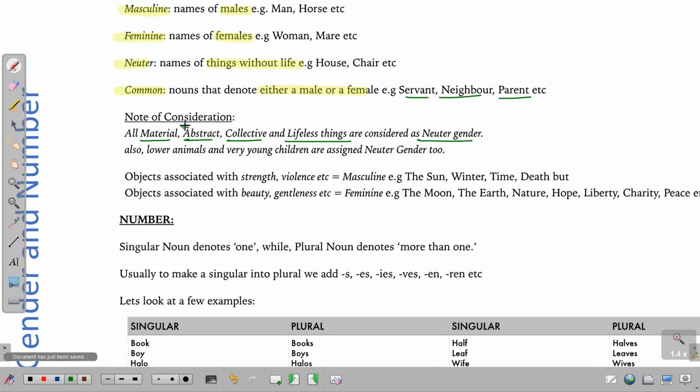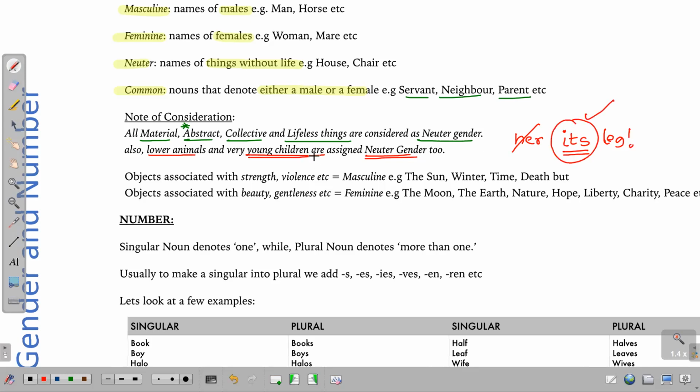However, abstract has a catch, always has. All lower animals and very young children are also assigned neuter gender. So if there is a question that says, the baby fell and hurt her leg, it's going to be wrong because the her is wrong. It should be its leg, without an apostrophe. The baby fell and hurt its leg.